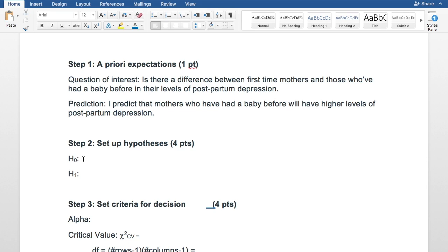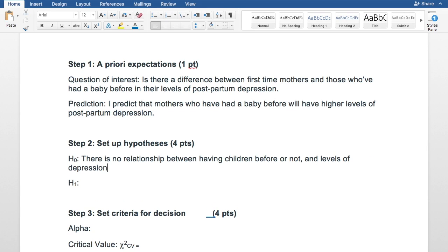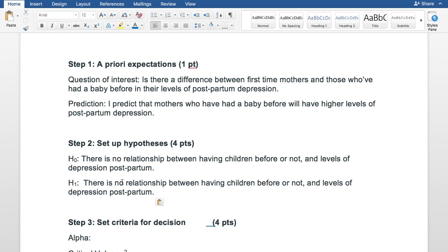So for the null hypothesis, what I'm going to say is there is no relationship between having children before or not, and levels of depression postpartum. The alternative hypothesis says the exact opposite, that there is a relationship. I'm just going to copy that, paste it, and change it to say there is a relationship between having children before or not and levels of depression postpartum. Pretty simple.